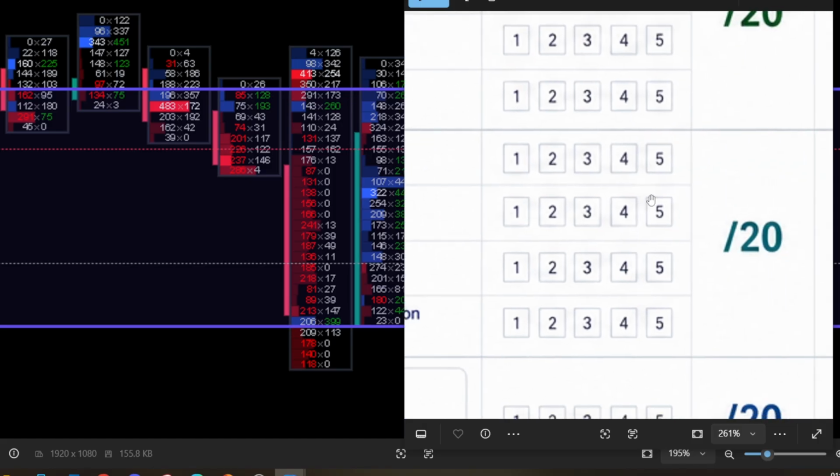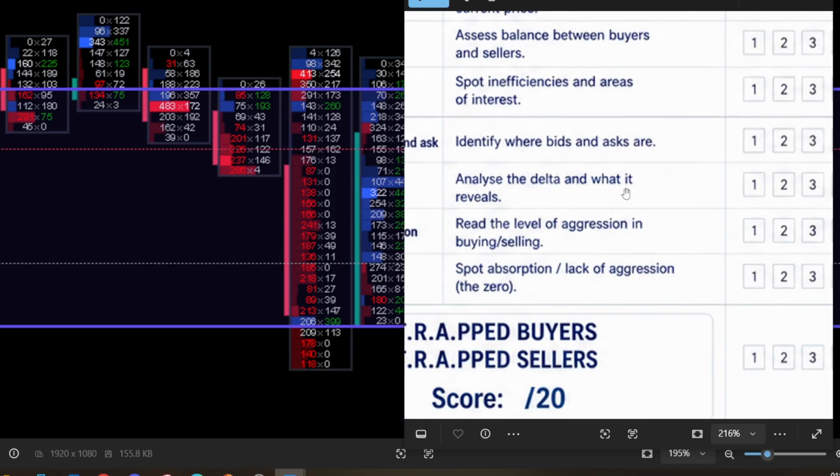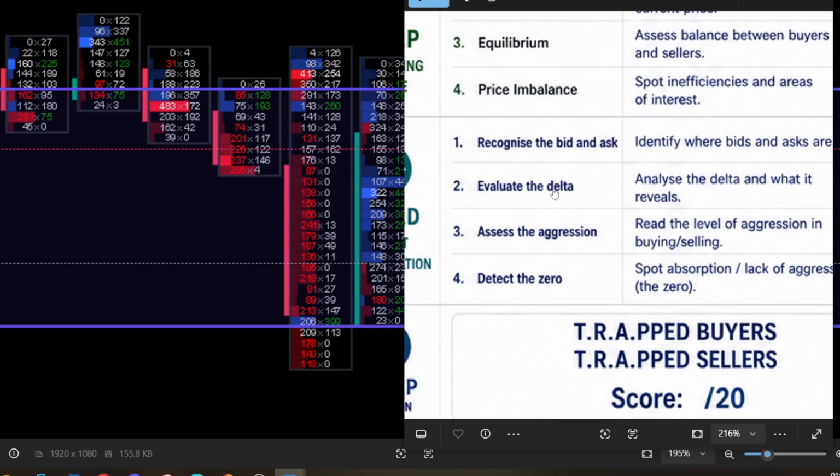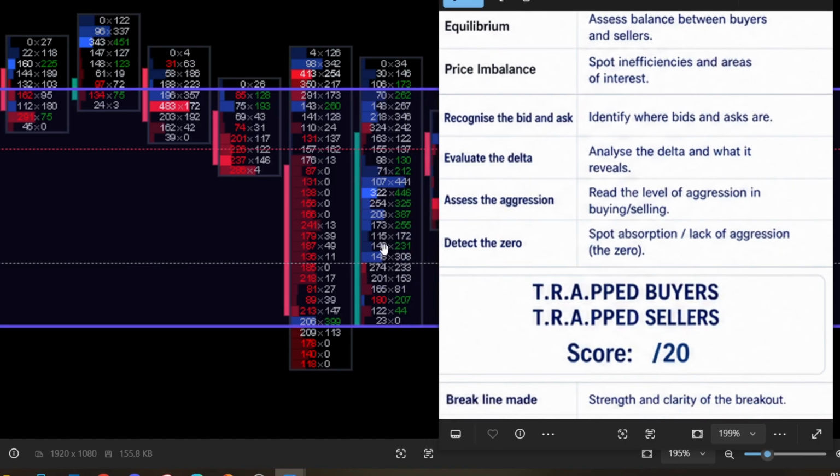So I would give you a 5 out of 5 because you've understood that. Now, evaluate the delta. Remind me, what does delta mean? Look at these two candles here. So delta is telling me the total summation of the ask volume minus the total summation of the bid volume. So it's just ask minus bid.